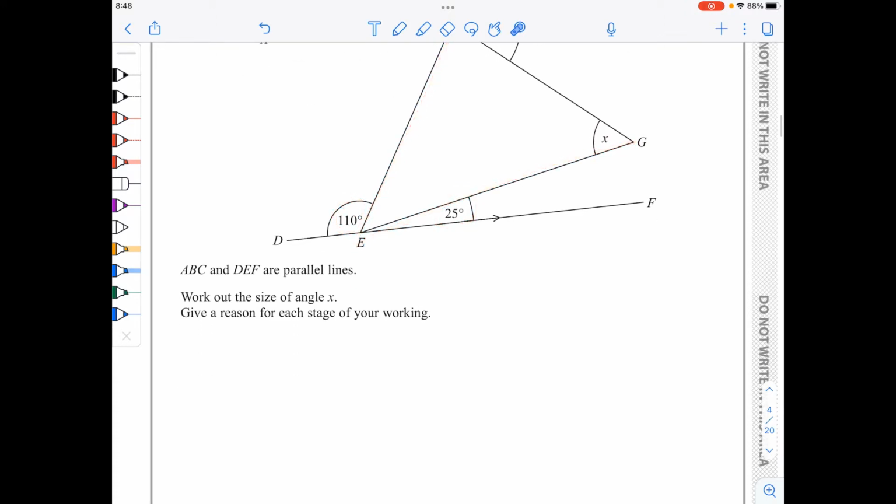I need to be giving reasons here. So BEG is 180 minus 110 plus 25, which is equal to 45 degrees, and the reason is angles on a line add up to 180 degrees.